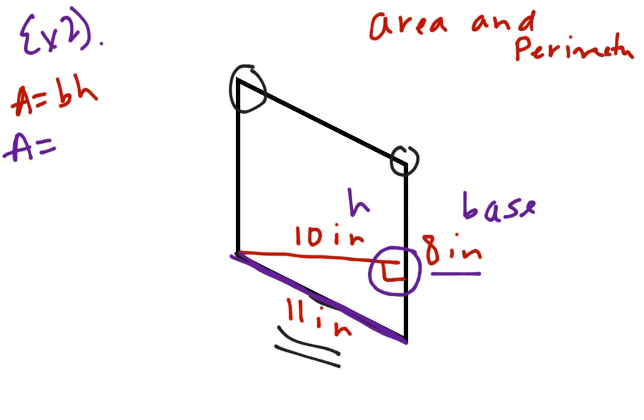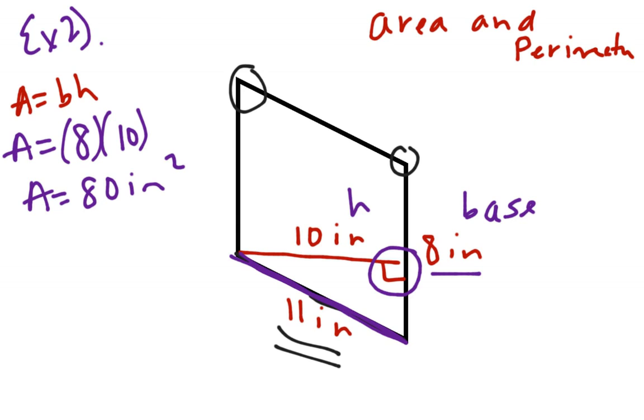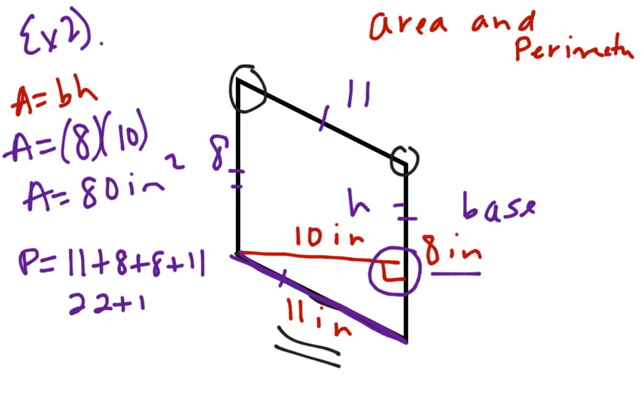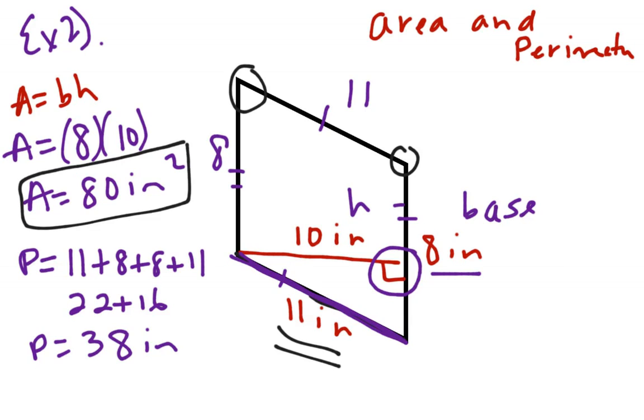So let me fill those in. Once you figure out what to use, then the math is pretty straightforward. 8 times 10, that's 80 inches squared. That's my area. Now, perimeter is a little bit funky because I have to fill in some of the sides. And I know in a parallelogram, my 2 opposite sides are congruent. So this is 11, and then the ones that cross are 8 and 8. So now I can add up 11 plus 8 plus 8 plus 11. So that's 22 plus 16, so that's 38 inches. All right, so those are my 2, my area and my perimeter.